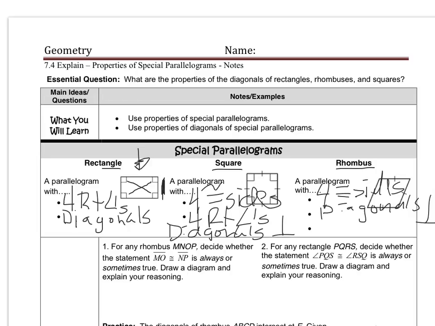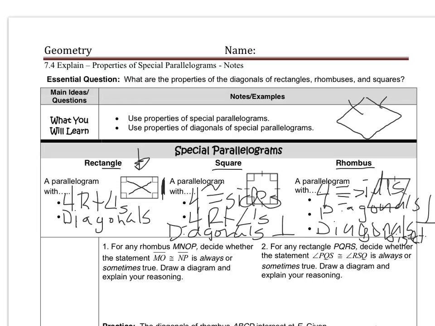I'll use a symbol. And the diagonals do one other thing too. The diagonals are angle bisectors. You need to write bisectors. Sorry, I'm running out of room. So the diagonals bisect. In other words, I'm going to draw a rhombus right above here to show you what I mean about the diagonals.